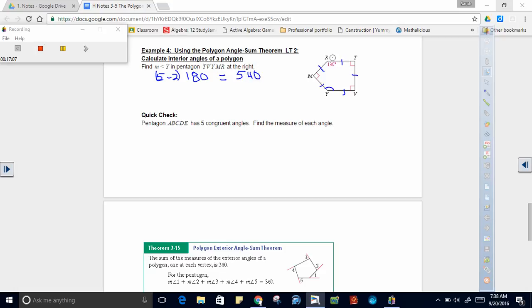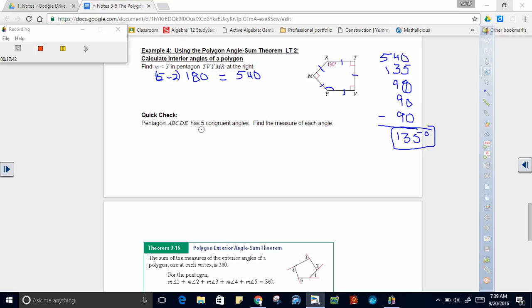Well, I know that I have a 135, a 90, a 90, a 90, and then this y left over. So I'm going to take 540 and subtract the knowns. So 135, I have 390, whoops, no, that's not a 90. 2, 3, I'm subtracting all of those things, by the way. And if I do that math out, you're going to get 135. So the measure of angle y is 135 degrees.